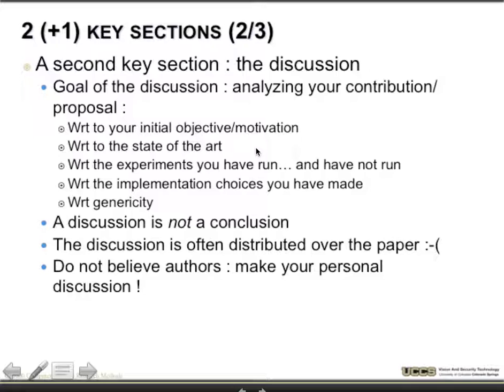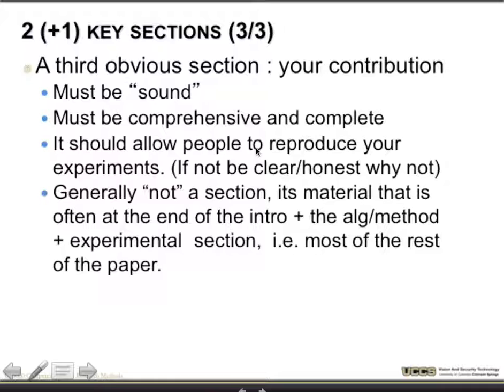So those are two key sections, and the third one, which I'm going to call the +1, it really isn't an obvious section. It's your contribution. Oh, that should say a third not obvious section. And it needs to be sound. This is actually, in one sense, the most important part of the paper.